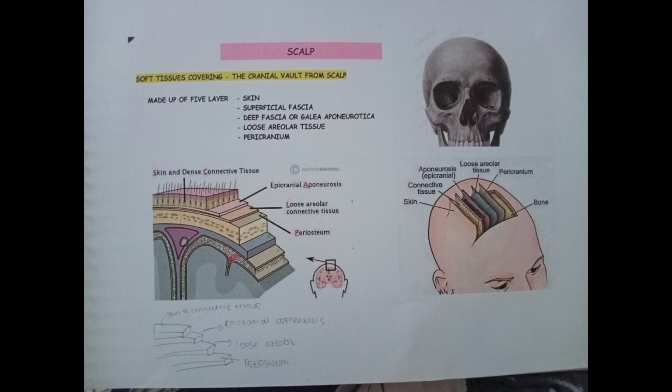5 layers. Remember from the word scalp, from S it is skin, C connective tissue or superficial fascia, from A aponeurotic, L loose areolar tissue and pericranium.